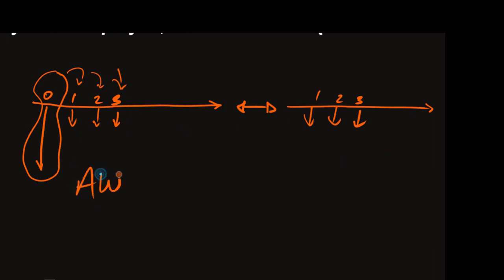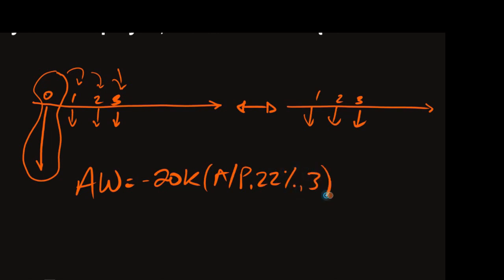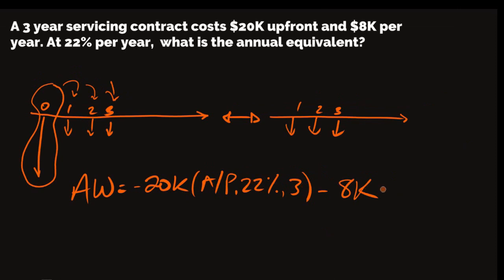So the annual in this case would be the upfront cost, which is 20K. I'm looking for A given P. It tells us 22%, and I'm going to spread that out over 3 years. Then I'm going to add in these costs here. That's going to be minus 8K, and that will be your equivalent annual cost. And this will be around $17,800.